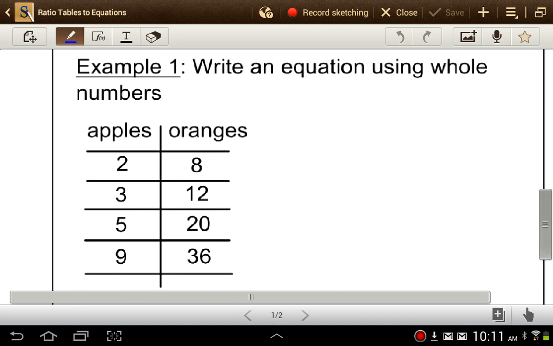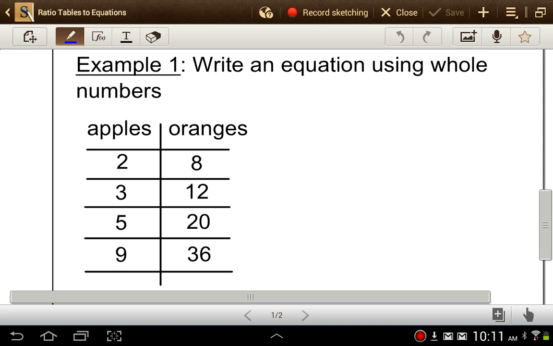Example number 1. Write an equation using a whole number. So let's say I give you a ratio table of apples to oranges, and I tell you 2 apples, 8 oranges, 3 to 12, 5 to 20, 9 to 36. When we write an equation, guys, we are going to have 2 variables in our equation. Okay, one representing apples, one representing oranges.